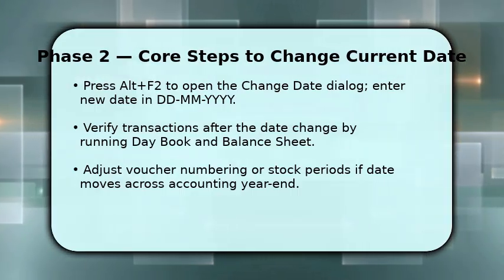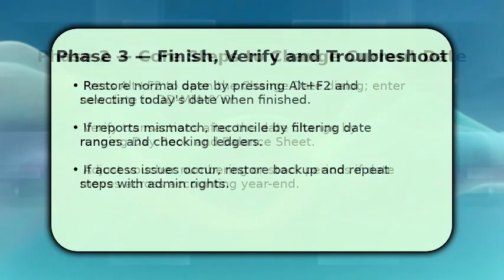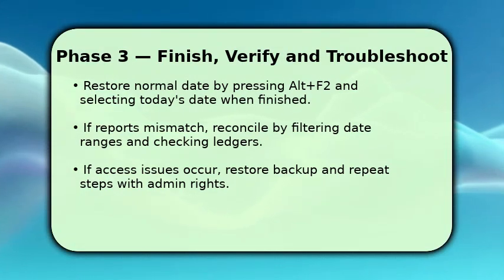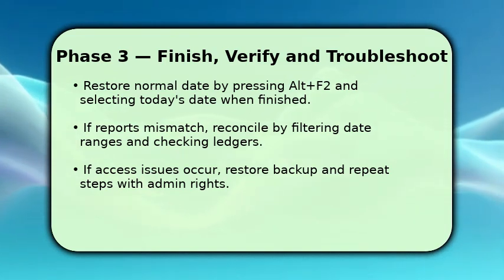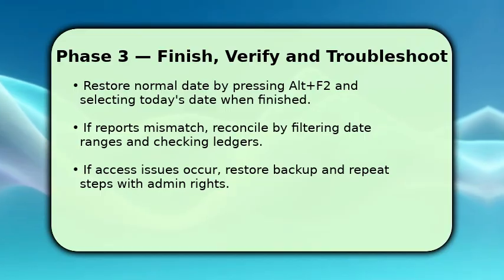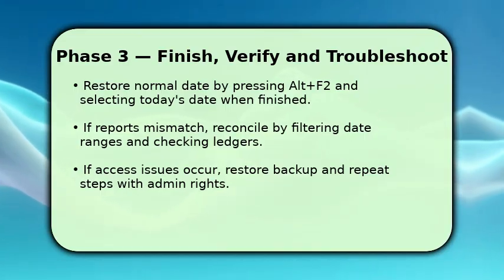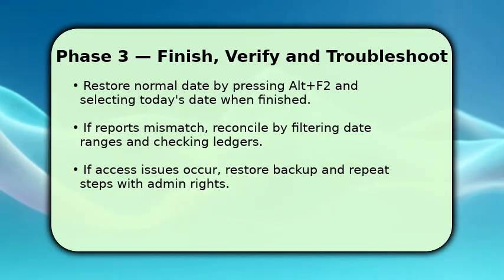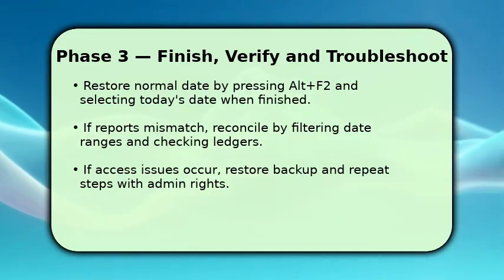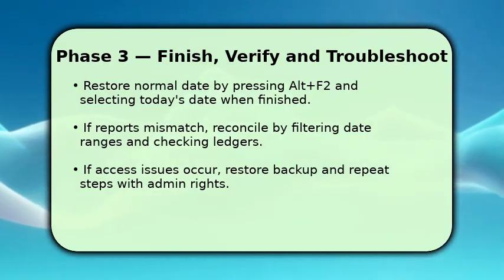You finish by returning the session to the correct date, again using Alt plus F2, so daily users are not affected. Once done, run profit and loss and trial balance for the affected period to verify balances. Use date filters to isolate entries. If reports mismatch, reconcile by reviewing ledger-wise entries and correcting any wrongly dated vouchers.